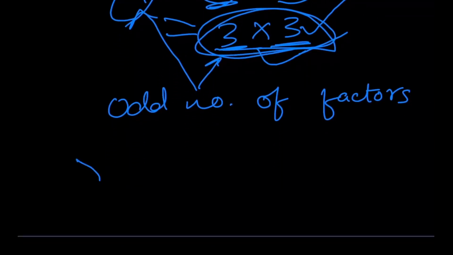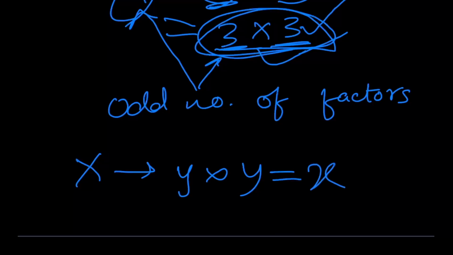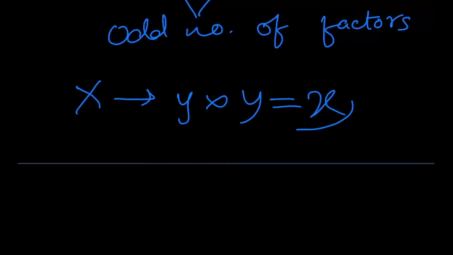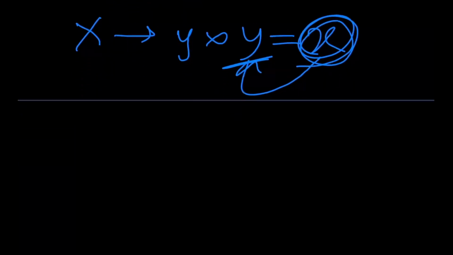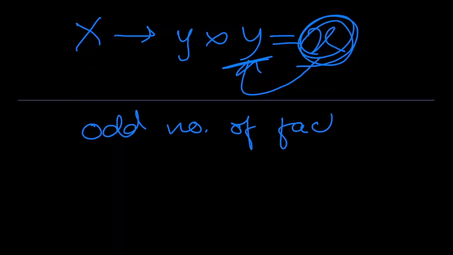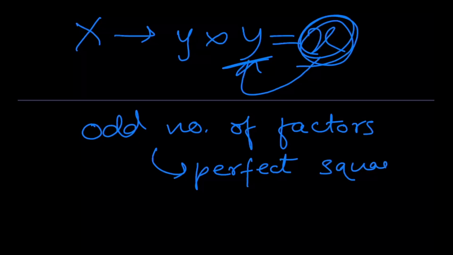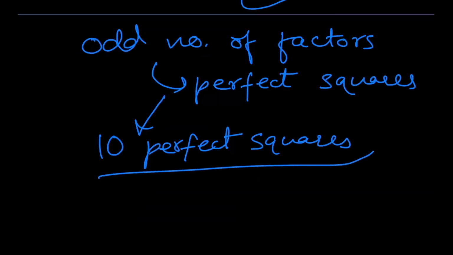So we need to find x values which include a factor, let's say y, which when multiplied by itself will produce x. Well, that only happens when x is a perfect square and its root is the value y. So we come to the conclusion that in order to have an odd number of factors, the value x has to be a perfect square. And how many perfect squares are there between 1 and 100? 10, right? So this is the answer.